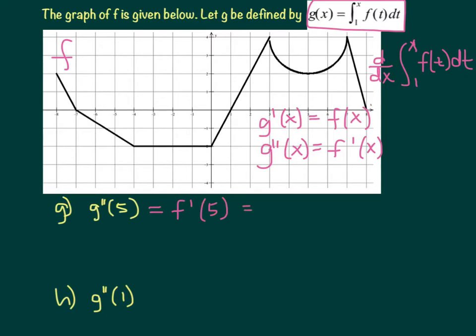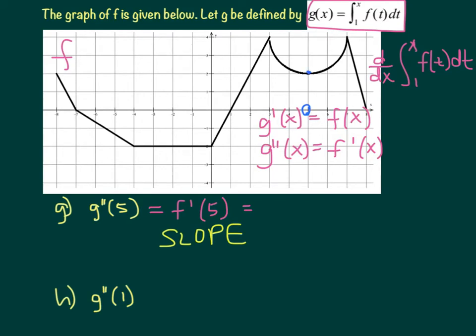All right, let's stop and take a think. Stop and think about this for a second. What is f prime? The concept there is f prime is slope. So the question here is, what is the slope of the graph at 5? So when x is 5, right here, what is the slope of the graph?